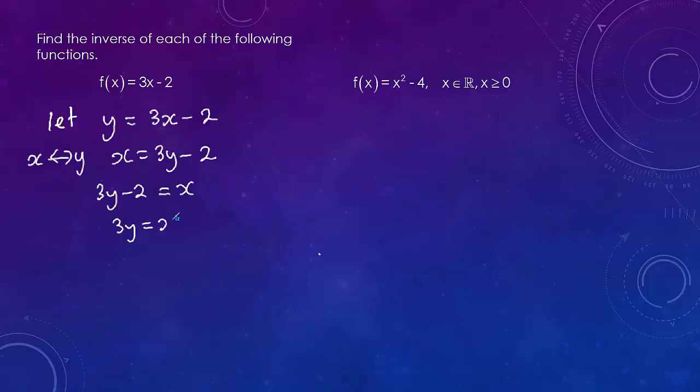3y would be x plus 2. So y would be x plus 2 divided by 3. So the inverse function is going to be x plus 2 divided by 3.